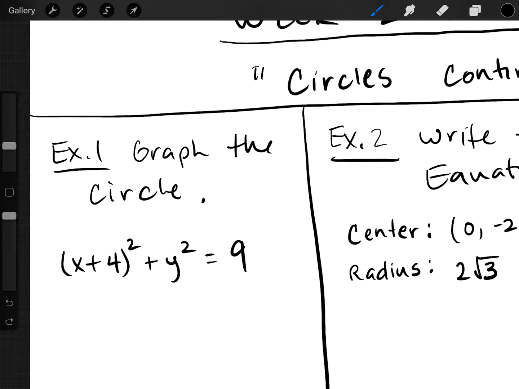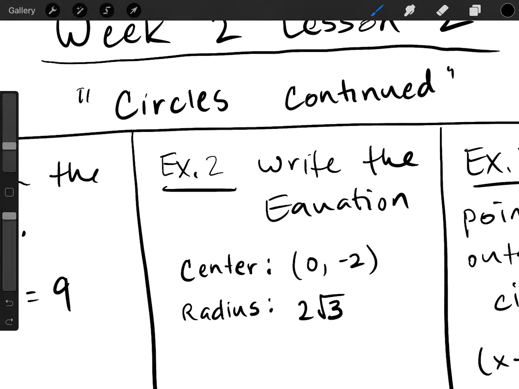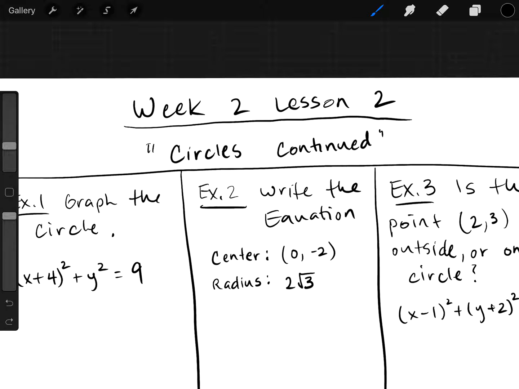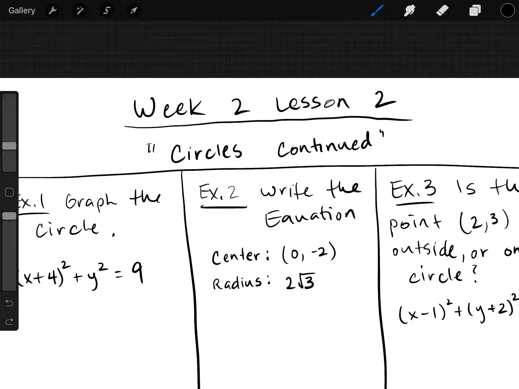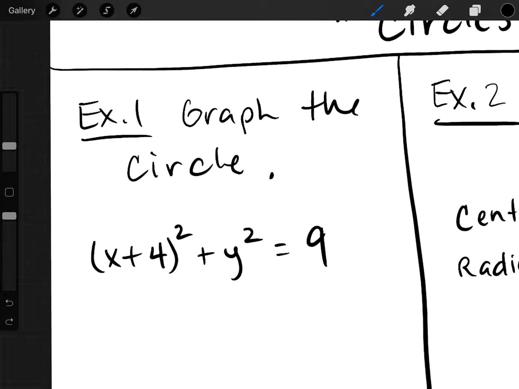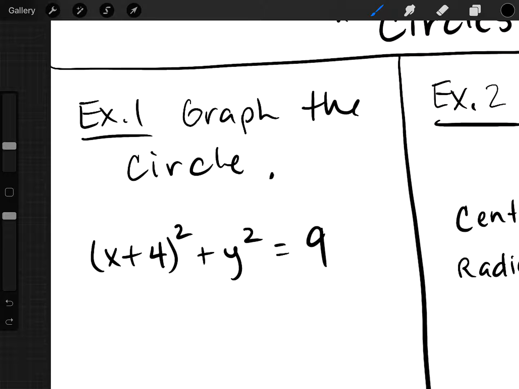Alright guys, here we go. Week 2, lesson 2. We're still on circles. We're just going to look at them a little more in depth, look at a couple special cases, and then throw in a new example where we look at a specific point in relationship to the circle.